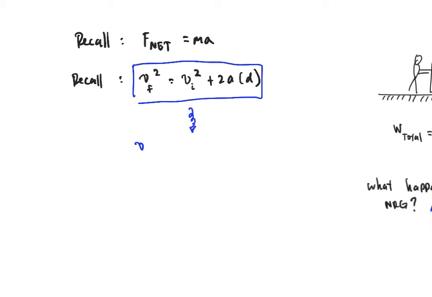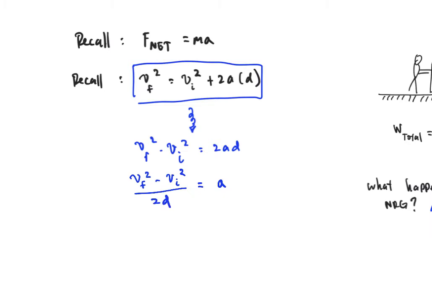If I subtract v initial squared from both sides, on the left-hand side I have v final squared minus v initial squared equals 2ad. And then I can divide both sides by 2d to get a all alone. So a equals v final squared minus v initial squared over 2 times d.